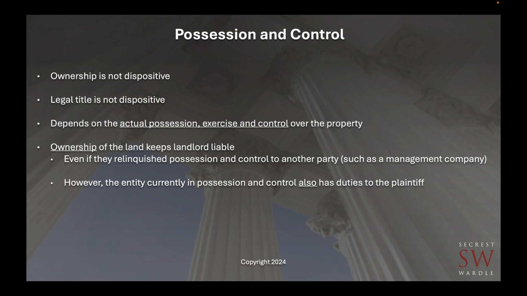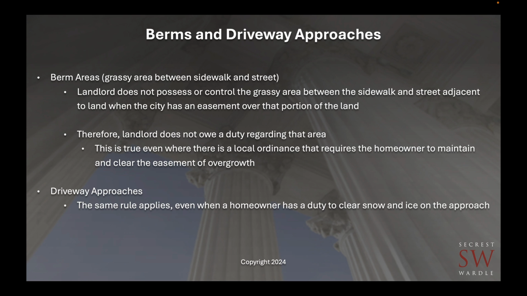In any premises claim, the big question is who is in possession and control of the premises at the time that the loss occurred. Property owners can still be held liable even if another entity has possession and control, but it's a separate duty owed to the plaintiff. When it comes to this, there are a few nuances to consider, such as berm areas.